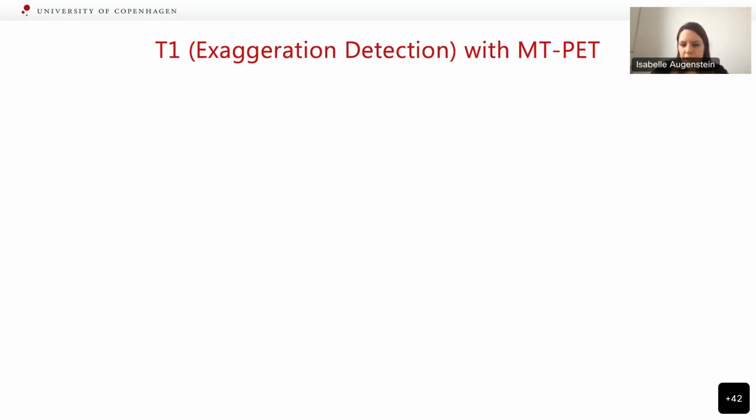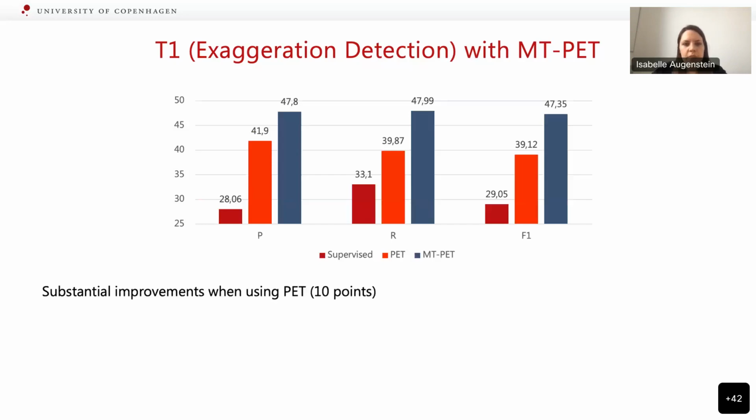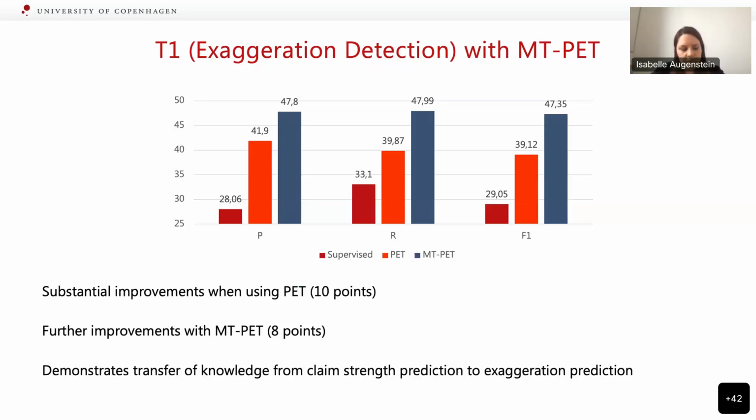Now I have some results for you as well. They won't come as much of a surprise given all of the hype around large language models in the last half year or so. But we can see that we get substantial improvements when using these large language models with pattern exploiting training, 10 points in F1 compared to just supervised learning using a small labeled dataset. And further improvements when we use this multitask learning with 2 different tasks. And yeah, this demonstrates that there is a transfer of knowledge from claim strength prediction to exaggeration prediction, but also just that using large language models for this task is better than just using supervised learning.